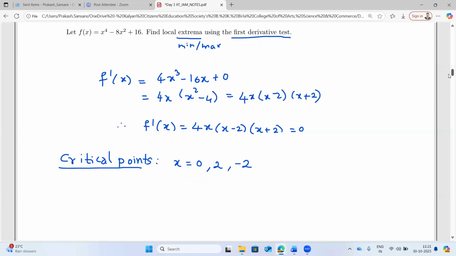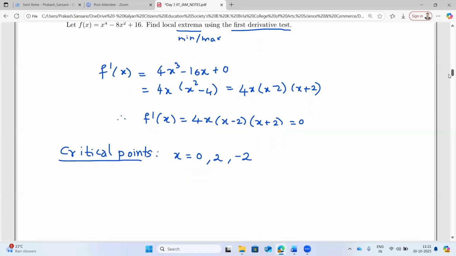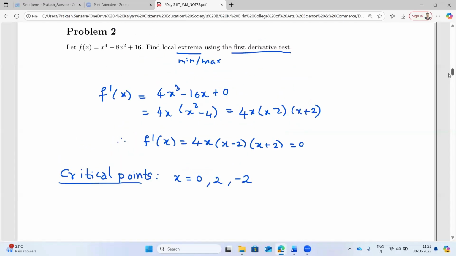Now the next task, once you get the critical points, is to observe the pattern of the first derivative. So here we will analyze the following cases: when x is strictly less than 0, when x is between 0 and 2, when x is between 2 and minus 2, and when x is strictly greater than minus 2.